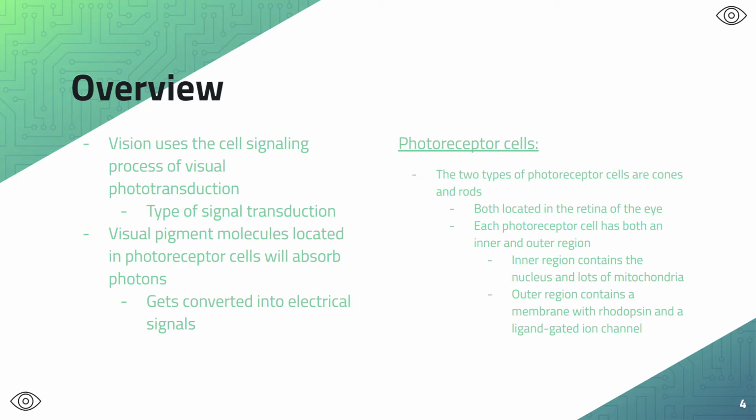The inner regions of these cells contain the nucleus and lots of mitochondria, which produce ATP, as ATP is required for this process. In addition, the outer region contains a membrane with rhodopsin and a ligand-gated ion channel in order to lower the membrane potential generated from the inner regions of the cell.